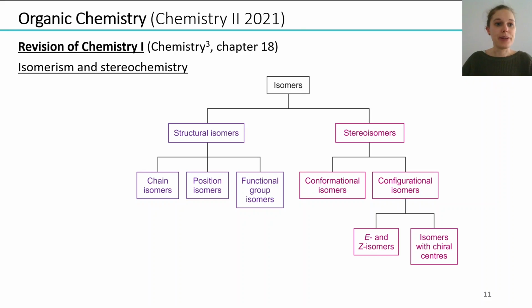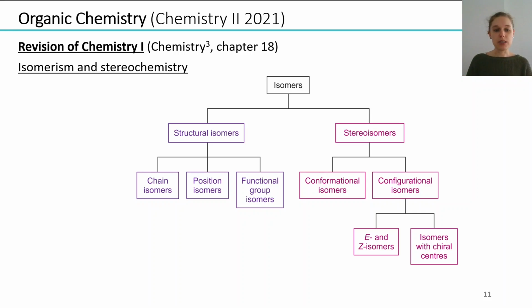So now we will revise the isomerism and stereochemistry, which you can find in chapter 18 of the Chemistry Cube book. If we talk about isomers, we can differentiate between structural isomers and stereoisomers. You can briefly explain that structural isomers have a different arrangement of the atoms, whereas stereoisomers have the same arrangement of the atoms, but the position of the atoms in space is different.